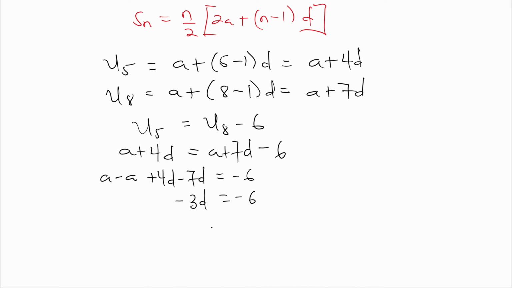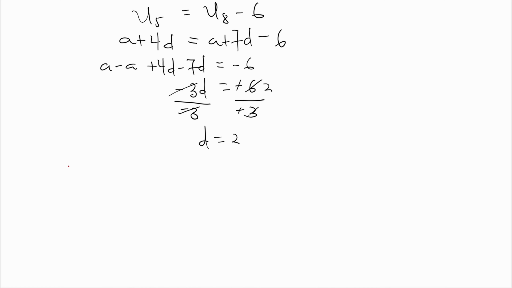So to find d, we divide both sides by minus 3. This cancels this, so minus cancels minus. 3 goes into 6 2 times. So our d will be equal to 2. So therefore, the common difference is 2.